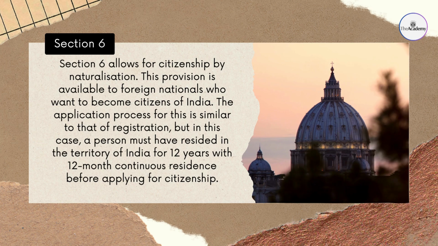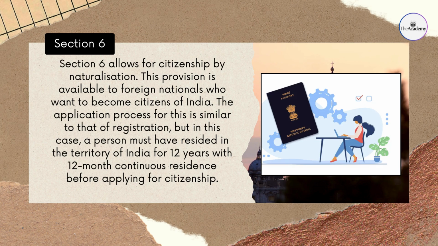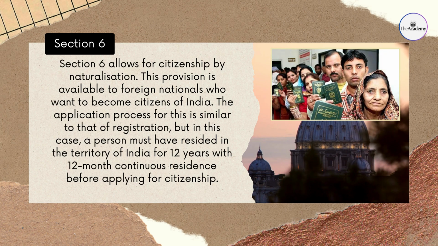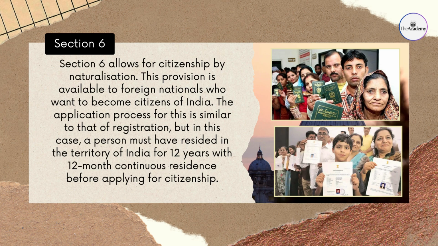Next, let's deal with Section 6. Section 6 allows for citizenship by naturalization. This provision is available to foreign nationals who want to become citizens of India. The application process for this is similar to that of registration, but in this case, a person must have resided in the territory of India for 12 years with 12 months continuous residence before applying for citizenship.